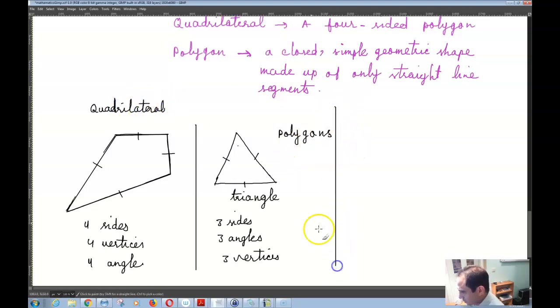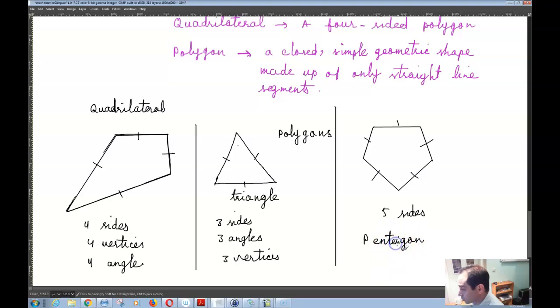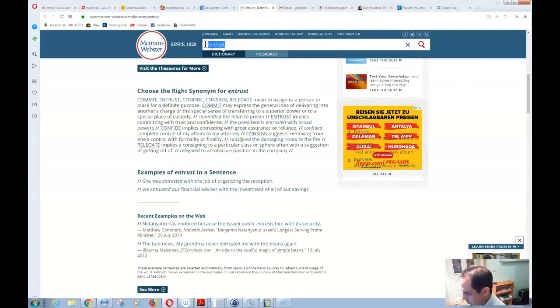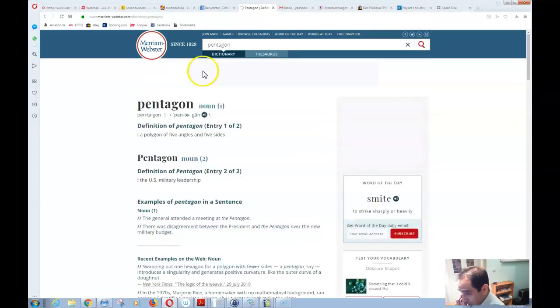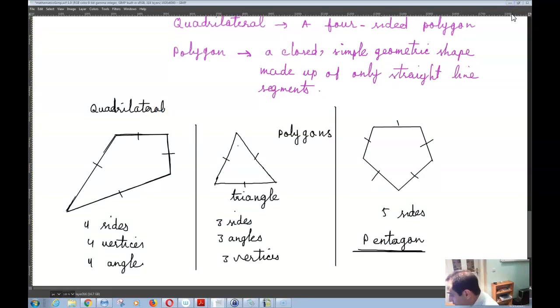Then you have a geometric shape which is called a pentagon. So this is 1, 2, 3, 4, 5 sides, and it's called a pentagon. I'm not sure about the spelling, but let me write it over here. A pentagon is actually written with an A. So 5 sides, 5 angles, and 5 vertices.